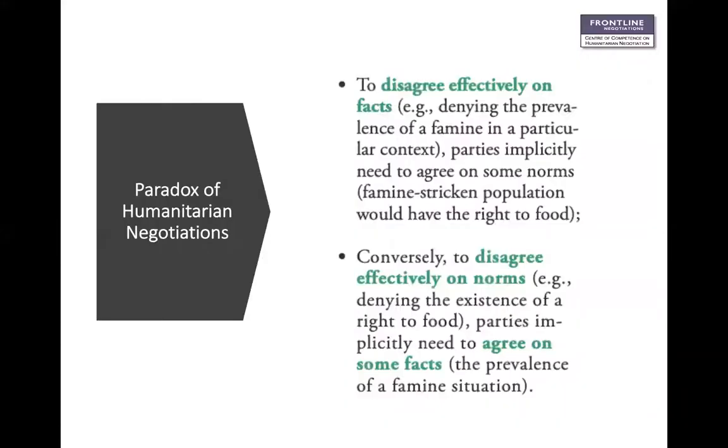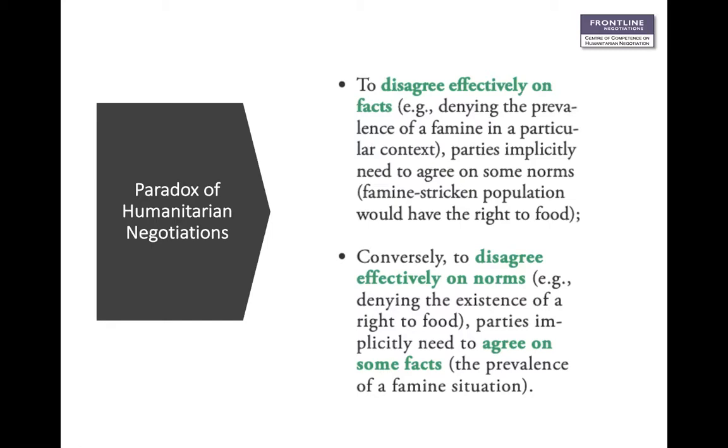I think a piece that the manual gets a bit more specific on, but I'd like to mention here, is that paradox of humanitarian negotiation. This idea of disagreeing on facts and having a factual negotiation, but you still would have some kind of normative connection. The example here is potentially denying that there's a famine, but your counterpart would agree that if there was a famine, people don't deserve to starve. They should have food.